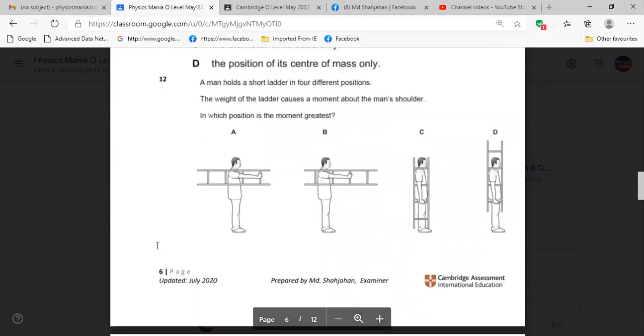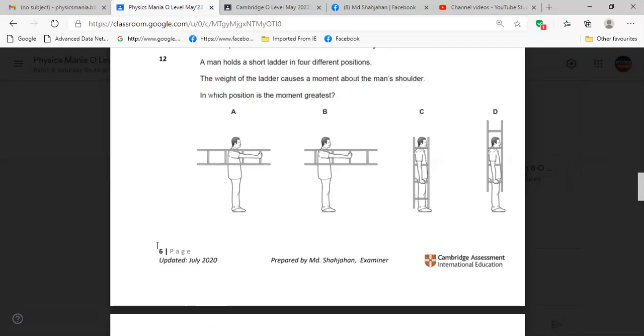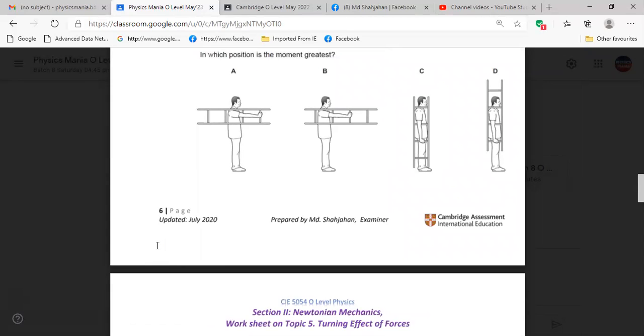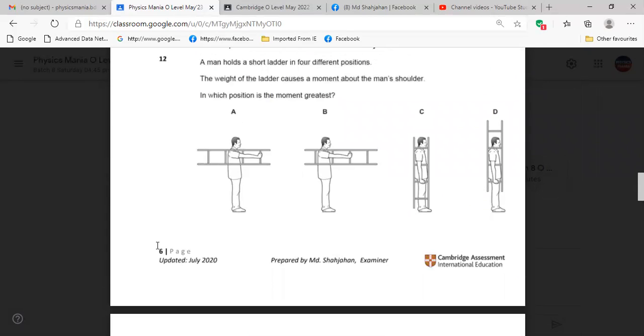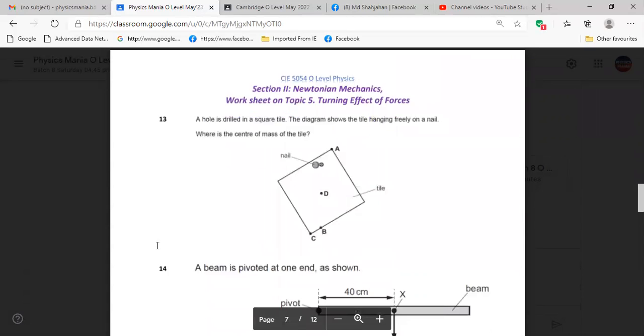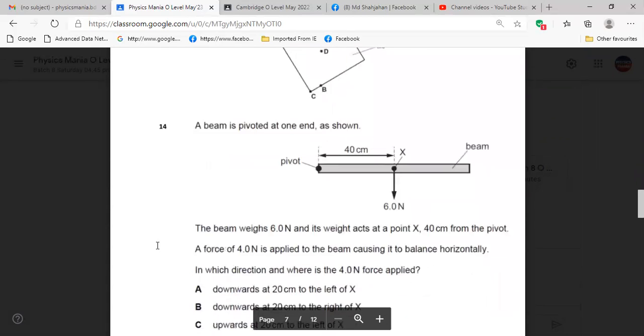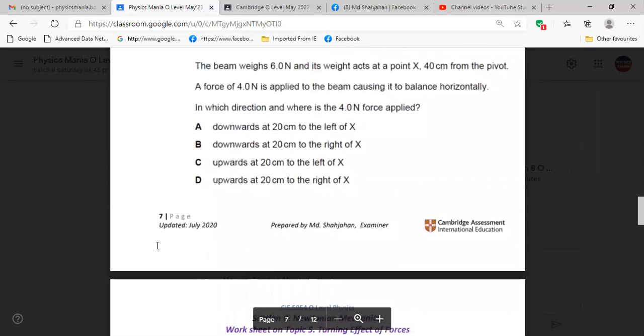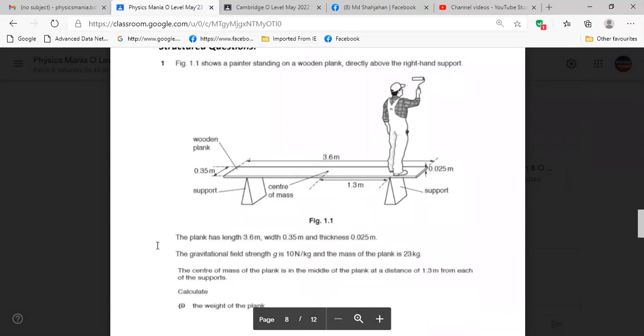This one you got confused, right? You made a mistake in this one, question 12. So what's your answer here? What's the answer of it? 12, B. Yes, because from the pivot there is the greatest distance. What is biggest from the pivot? The distance is the most. Okay, then this one is also easy. Then there is nothing more here.